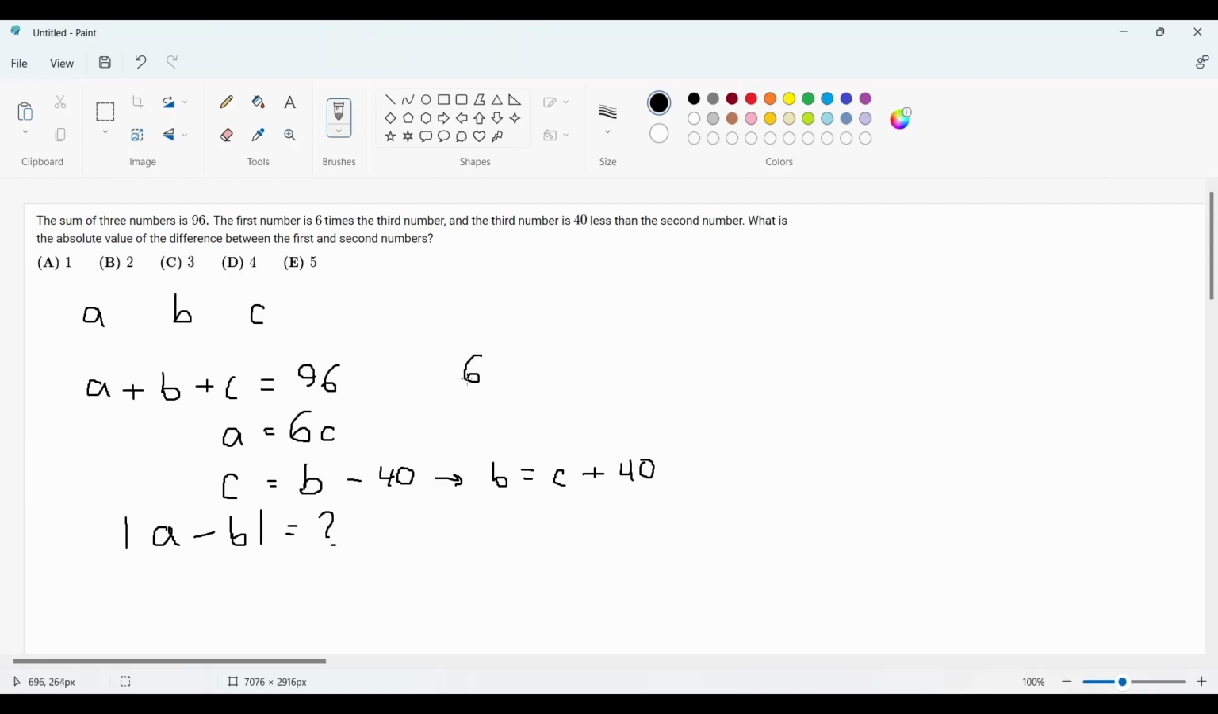We get 6c plus c plus 40, which is b, and then this is plus c. So this is a, this is b, and this is c. a plus b plus c is equal to 96. If I combine like terms, this becomes 8c plus 40 is equal to 96.